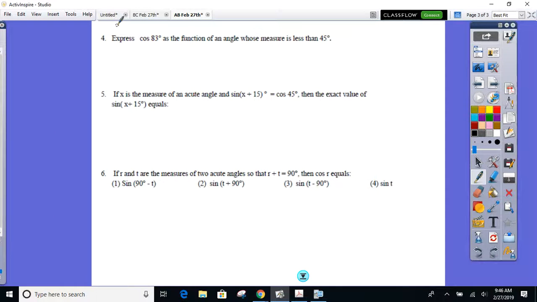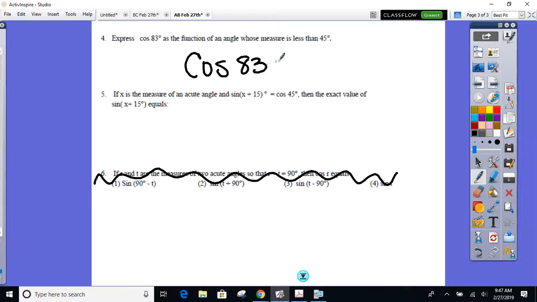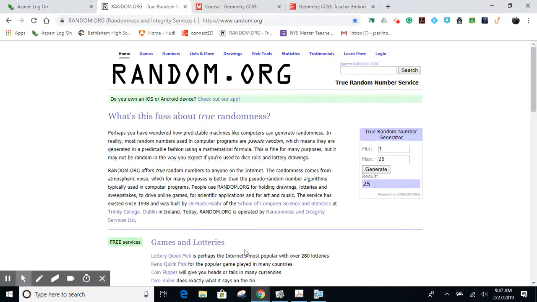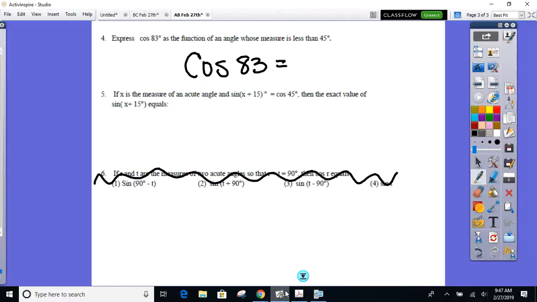All right, number 4, same thing I asked for at the beginning. I got cosine of 83. Rewrite it as a different function. So rewrite it with a different ratio, and then hopefully your angle comes out to be less than 45. Okay? Cosine of 83 will be the same measure as 21. What do you got for me?